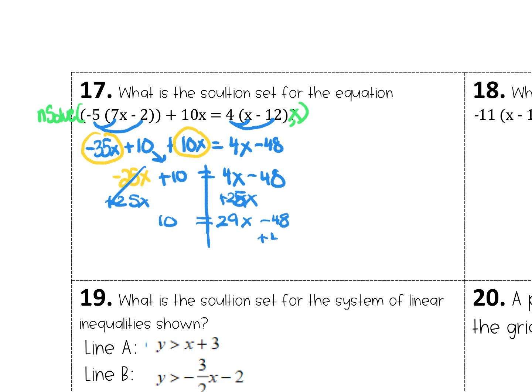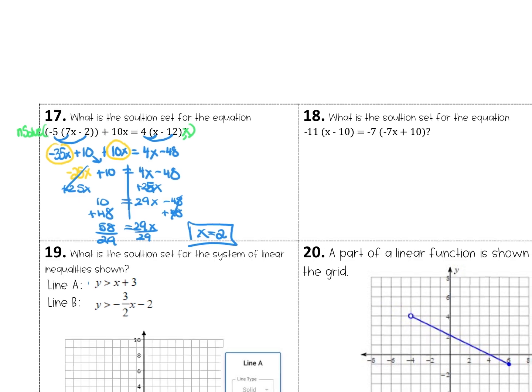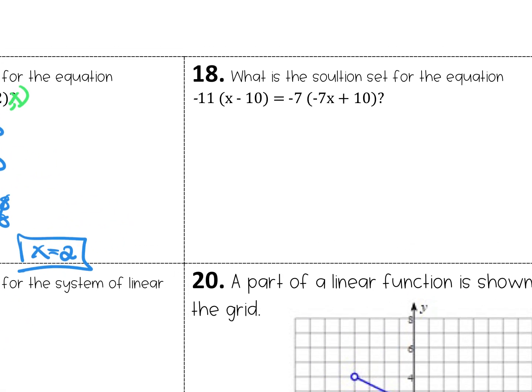I'm going to add my 48 to the other side because it doesn't have an x, so it doesn't belong on the side with the x's. This makes a 58 equals 29x. And then to get x by itself, you have to divide by that 29. So you should get x equals 2, which we can verify by using nsolve on our calculator. So go ahead and pause the video. Try number 18.